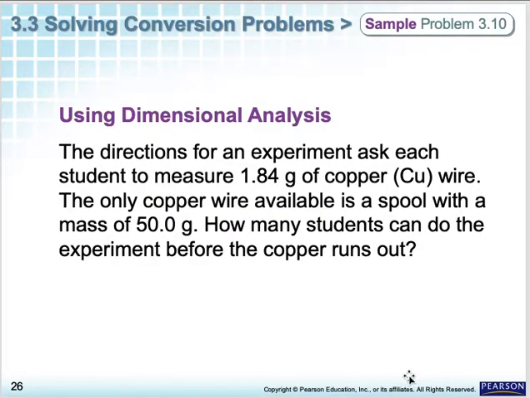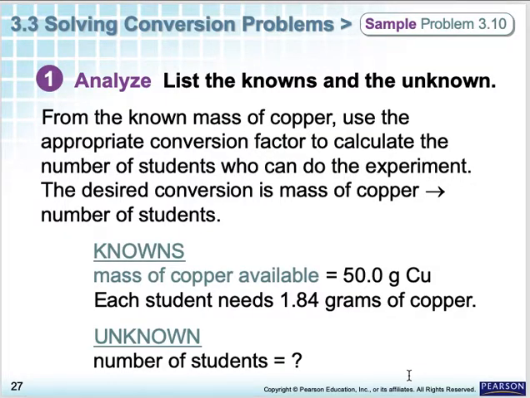So, the directions for an experiment ask a student to measure out 1.84 grams of copper wire. The only copper wire available is a spool with a mass of 50 grams. How many students can do the experiment before the copper runs out? So we have 50 grams. We want each student to have 1.84 grams of copper. How many students can we get to do the experiment?